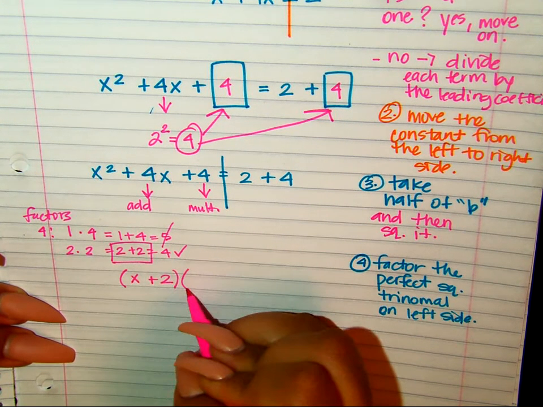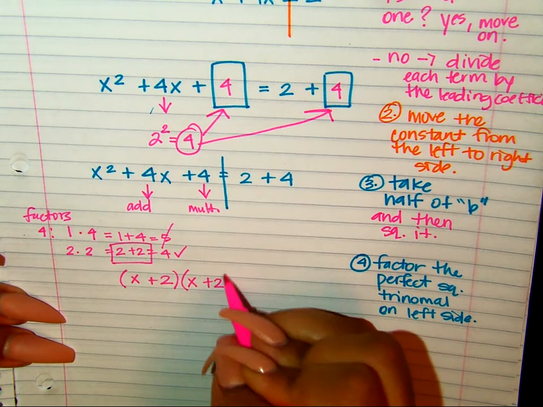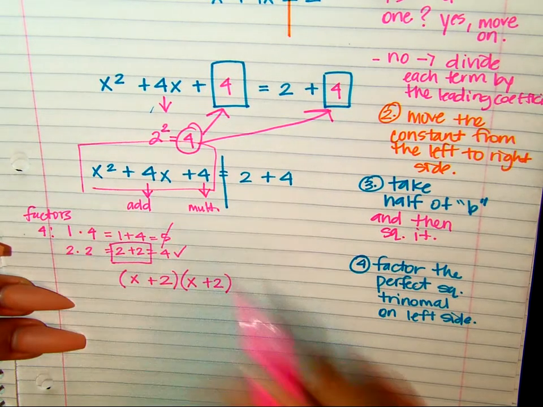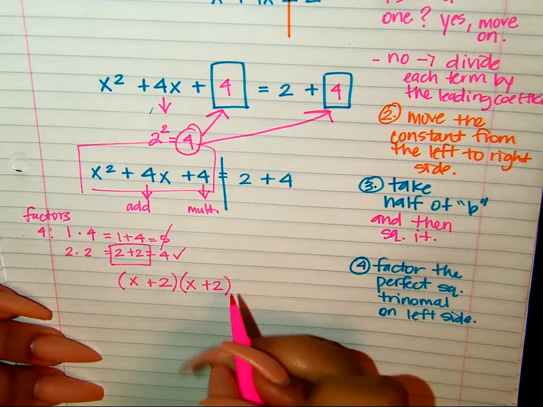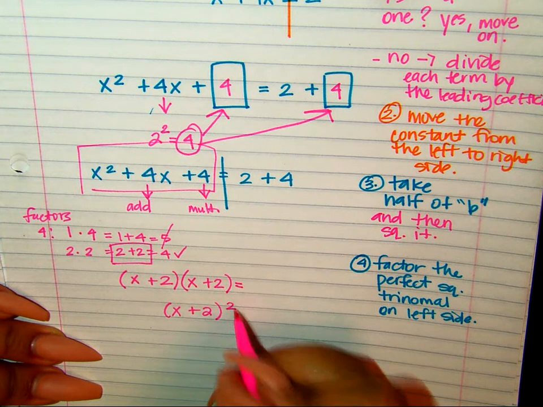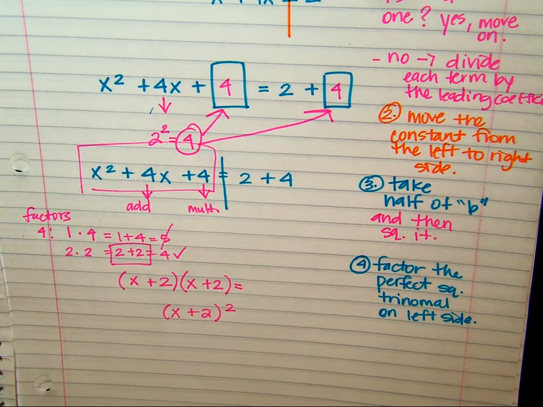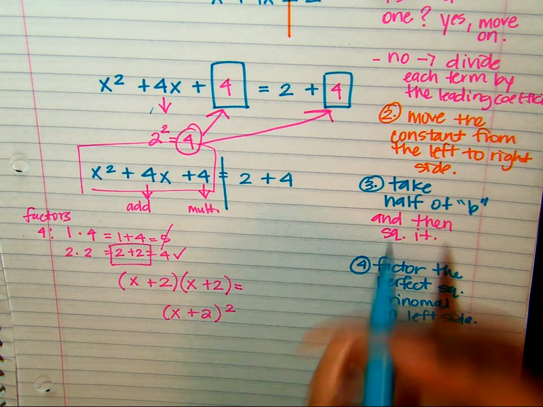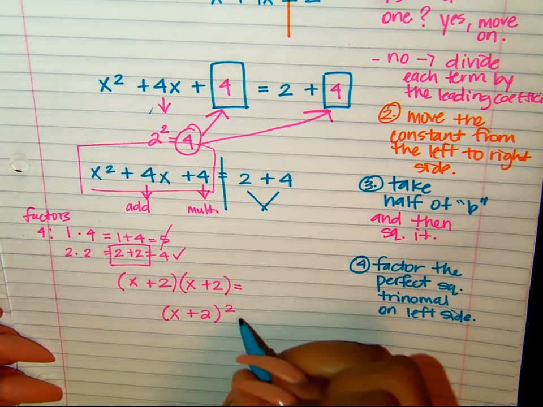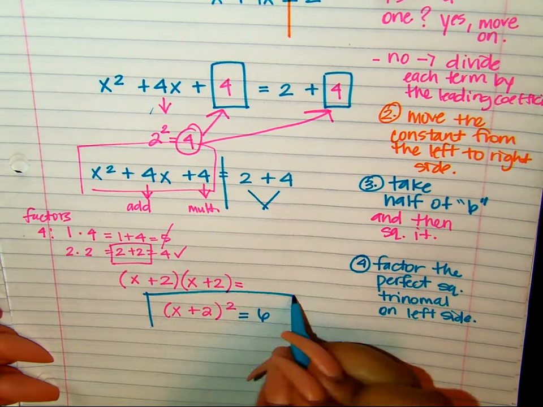So now we know that x plus 2 times x plus 2 gives us this right here, right? That gives us that. So this also equals x plus 2 squared because it's 2 of them, so we can square it. But then what happens to these 2 numbers? We're just going to add them. So 2 plus 4 equals what? 6. And this is what I'm looking for.